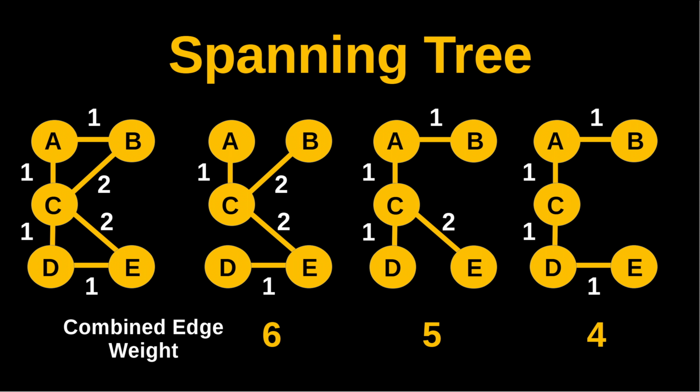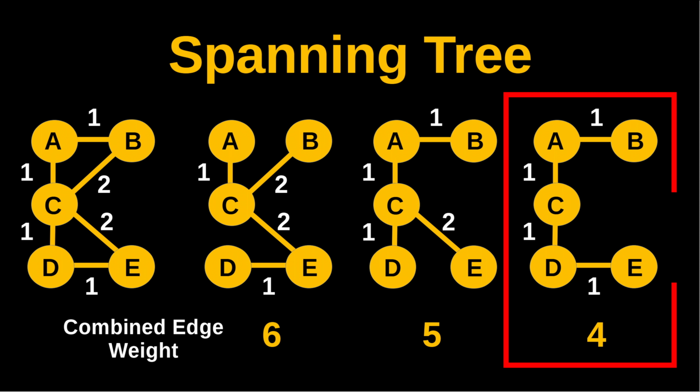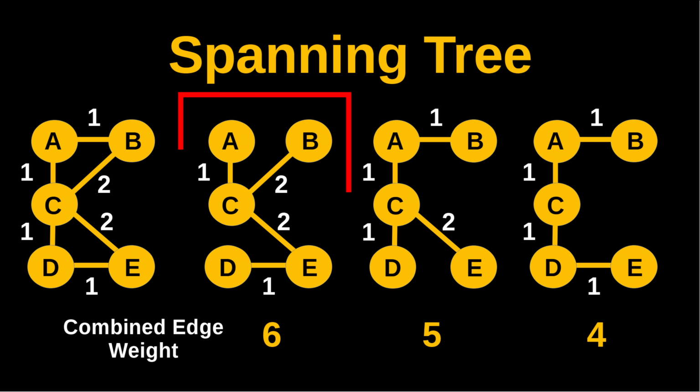A minimum spanning tree is a spanning tree that has a minimum combined edge weight. So this one would be the minimum spanning tree of this graph. If the combined weight is maximum, then we have a maximum spanning tree. The minimum spanning tree or the maximum spanning tree, they don't have to be unique. One can have multiple distinct minimum spanning trees for a particular graph.